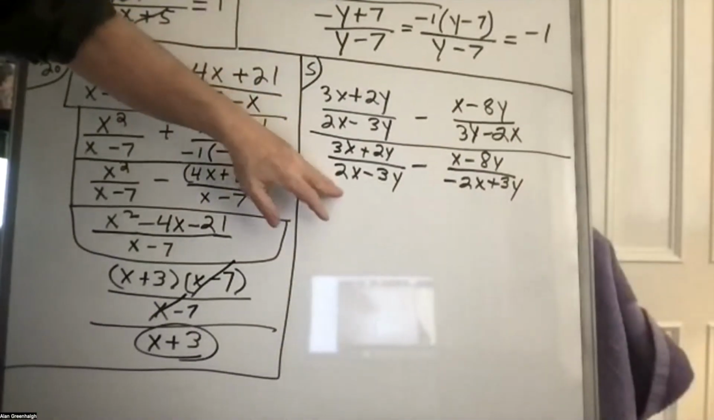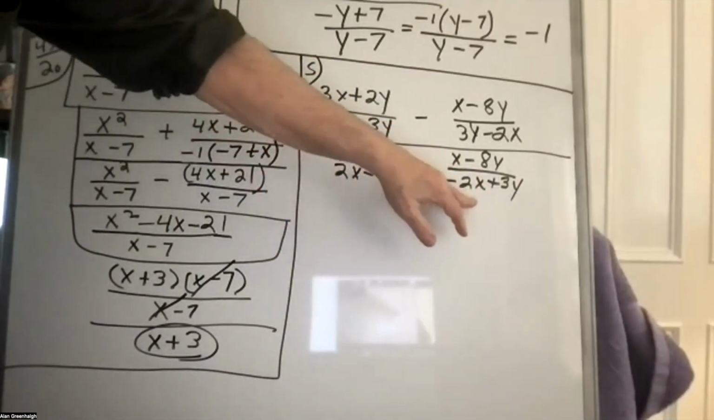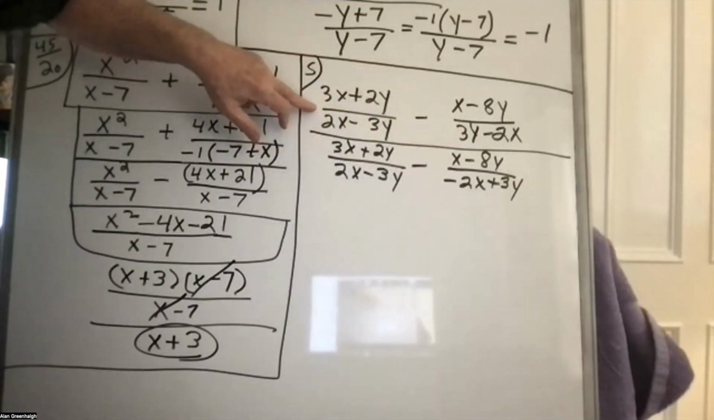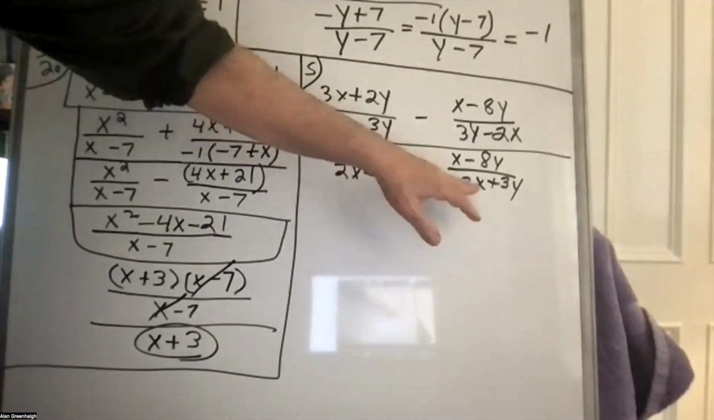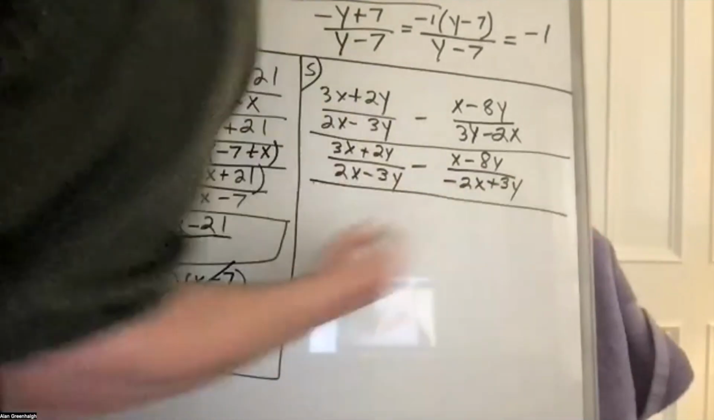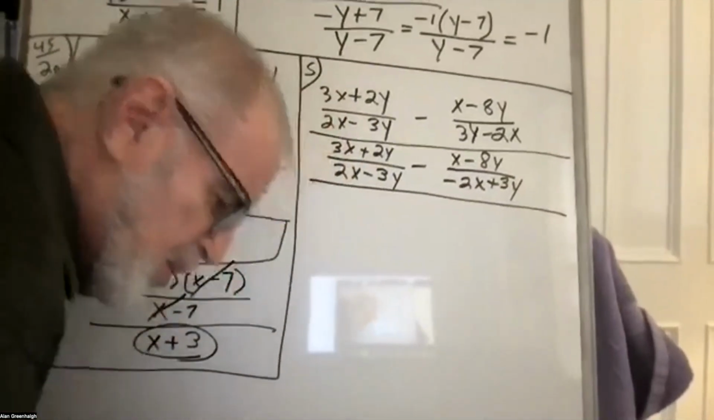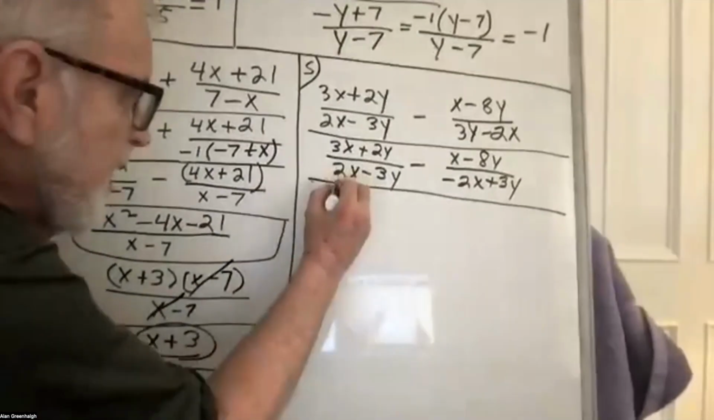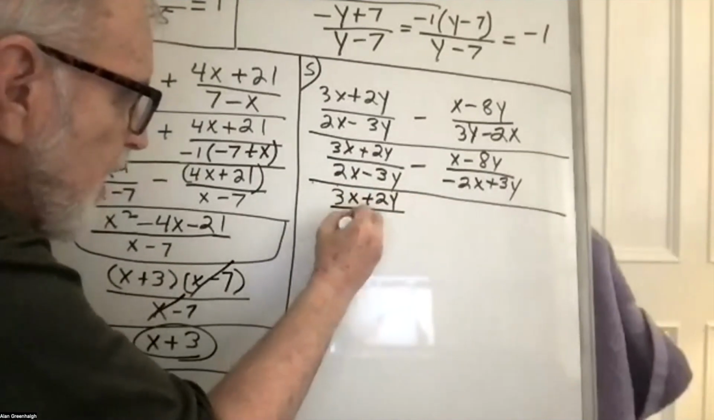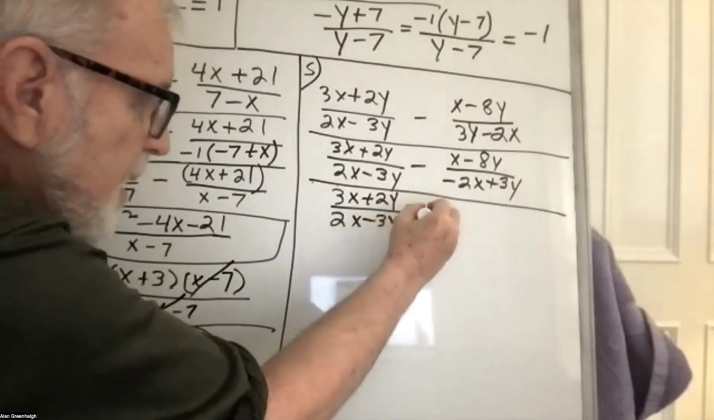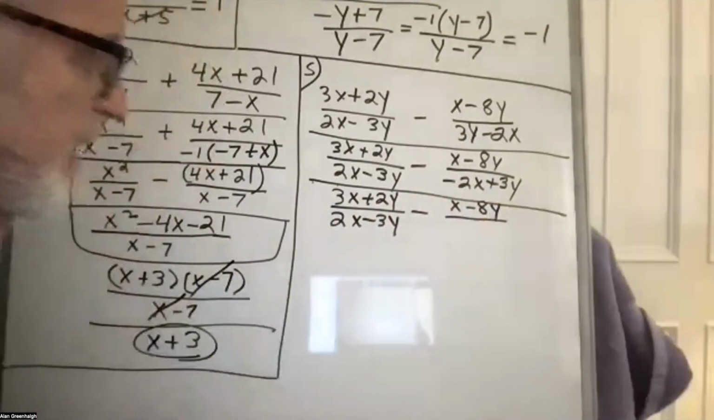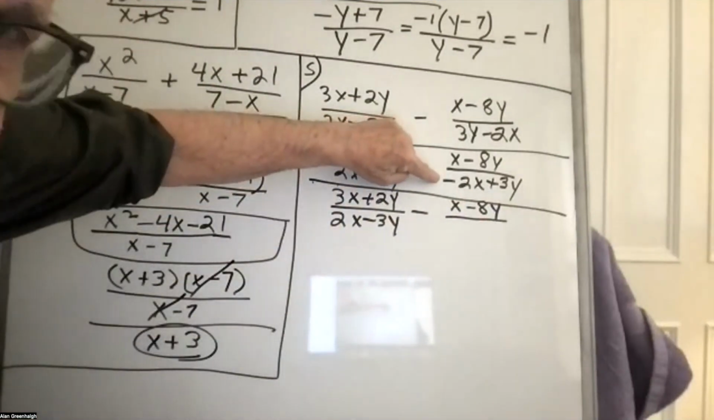See, for some reason I always look at the second one. I mean, some people might say, all right, leave that alone and let's do it with this one. But I'm going to be doing it with this one. Okay, now what we do next is obvious. It should be obvious based on what we've been doing. So 3x plus 2y over 2x minus 3y minus, keep the x minus 8y above there. Now, factor out a negative 1.